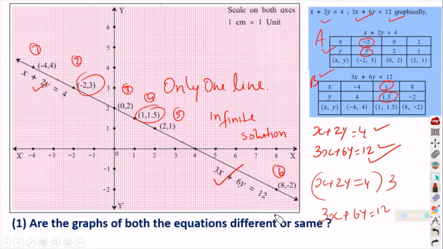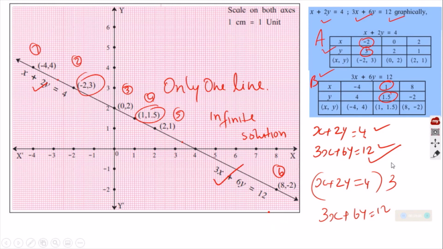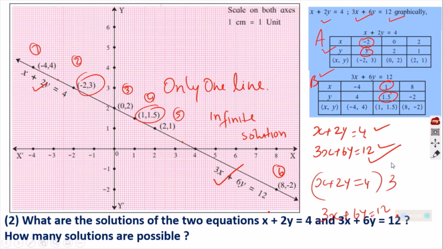Okay. Now there is another question. Second question. What is the second question? What are the solutions of the two equations x plus 2y is equal to 4 and 3x plus 6y is equal to 12? Each point over here is a solution, because both equations are the same. How many solutions are possible? I already wrote. Infinite solutions are possible. Infinite, innumerable. Let us go ahead.